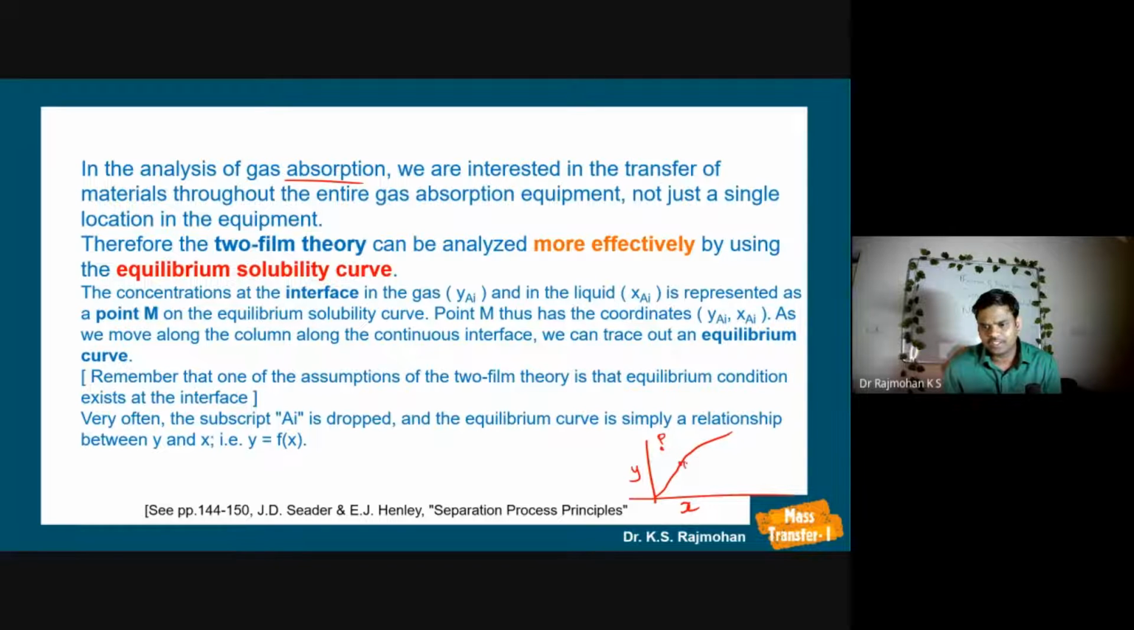Let me say that it is P and M. P is the bulk concentration, X and Y in bulk, and M is the Xi, Yi. So what is the slope of this line PM? It can be written. So these equilibrium solubility curves are useful in analyzing the mass transfer operation using this two film theory. This two film theory is particularly effective for absorption, adsorption, distillation, extraction, etc. Please refer to the Cedar textbook if you want to look at this diagram.